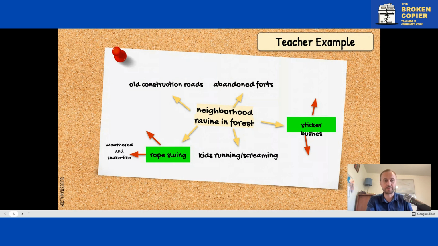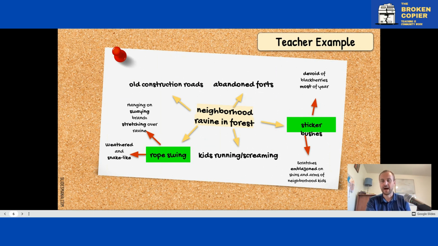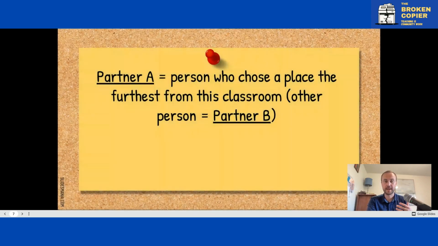So I talk about how the rope swing was weathered and snake-like, and I'd be swaying on a swaying branch over this ravine, and the sticker bushes didn't have blackberries most of the year, so they weren't really producing anything. And then I'd have scratches emblazoned, I like that word, on the shins and arms of neighborhood kids. So I leave this on the board. They keep working. And then we get to a partner share.